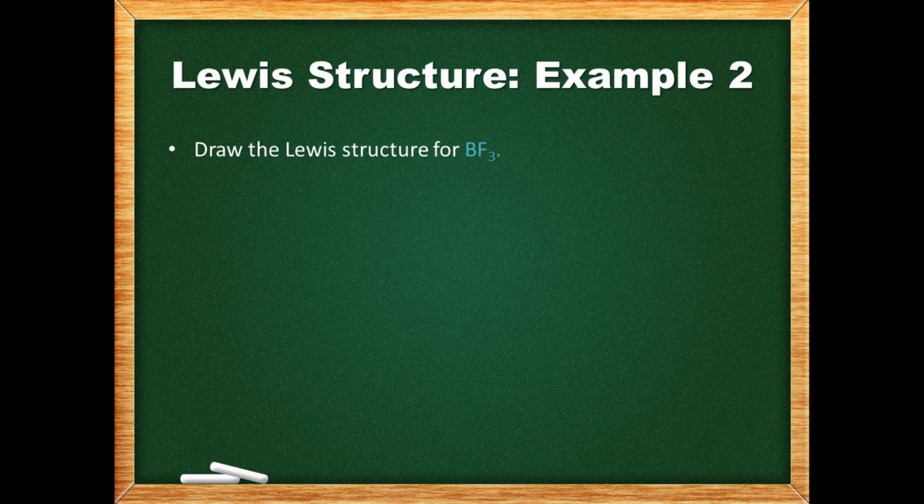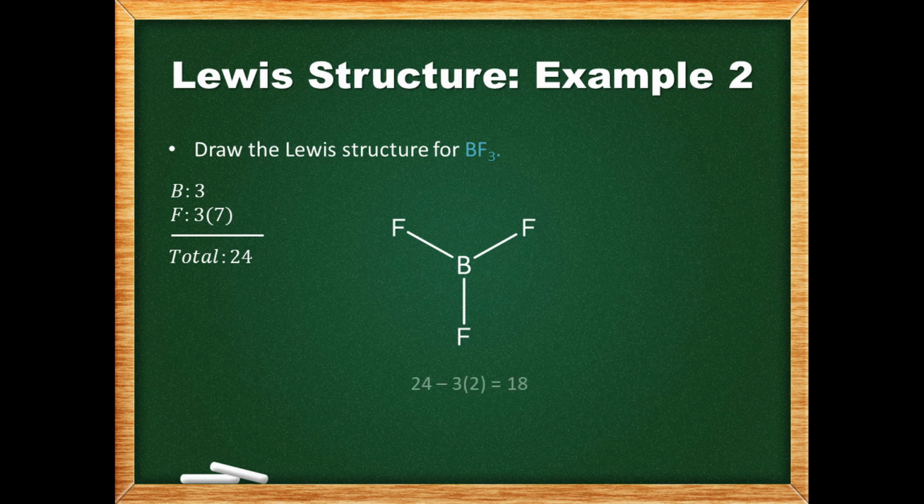This next example is boron trifluoride. We'll start off as we did before by calculating the total number of valence electrons. The boron atom has 3 and the 3 fluorine atoms have 7, giving us a total of 24. The skeleton structure is relatively straightforward as before, with boron as the center. We calculate the number of electrons we have remaining, which is 18. Now, each fluorine needs 6 more electrons and we have 3 fluorine atoms.